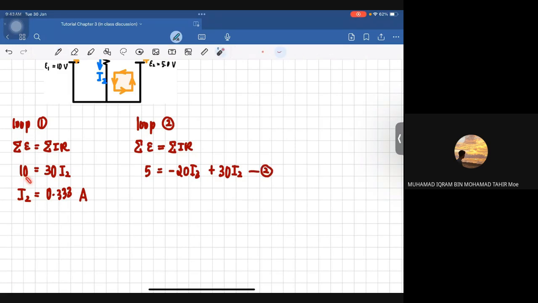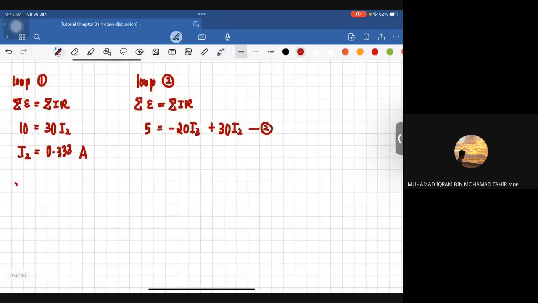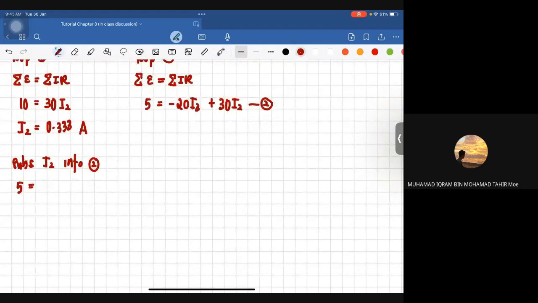So since we already have the value of I2, what we can do is we can substitute into equation 2. So what do we do? Substitute I2 into equation 2 untuk cari apa? Untuk cari I3. Okay, so dari sini 5 equal to negative 20 I3 plus 30 times 0.33. Okay, so kalau kamu cari untuk I3, solve for I3, you will then get the value 0.083 ampere. Okay, so dapat sudah untuk I3.